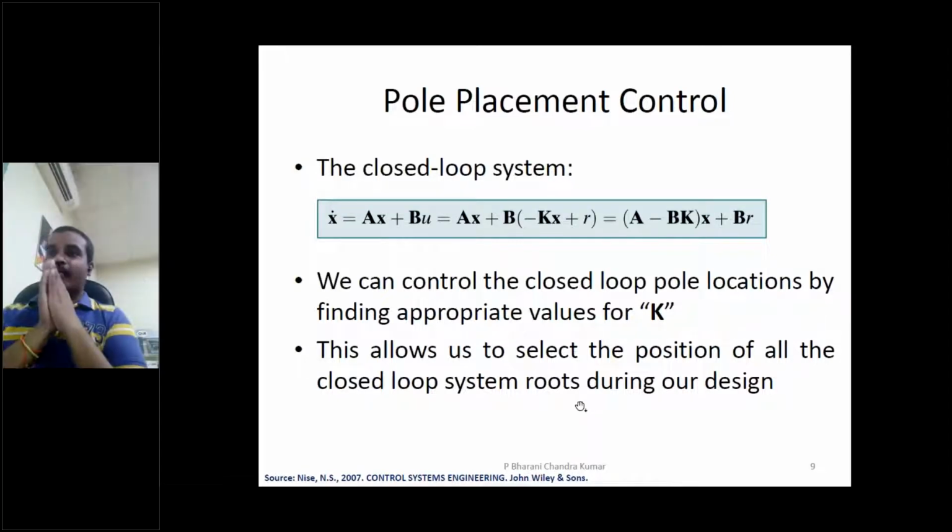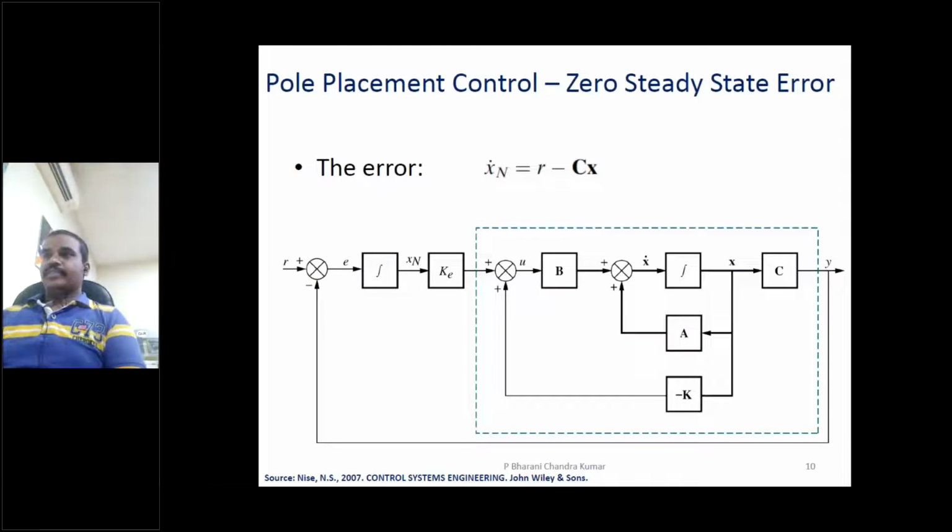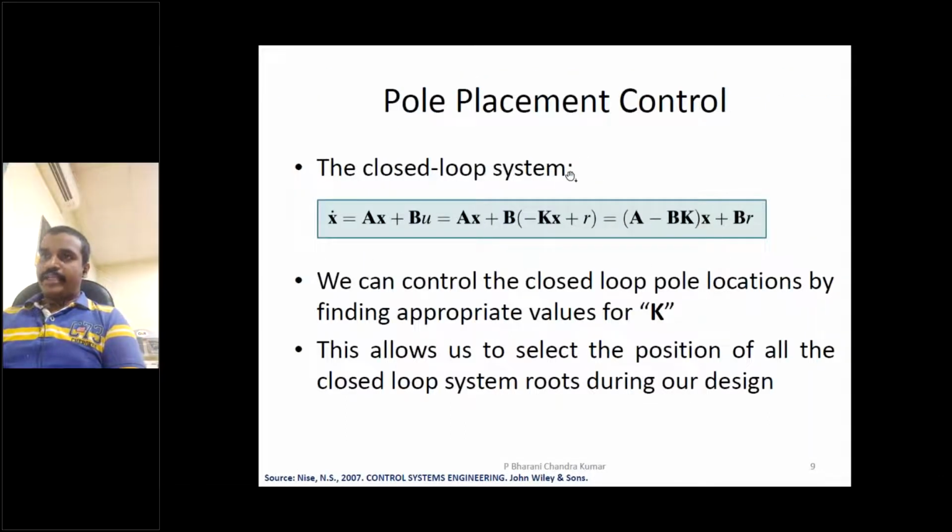How to find the desired location is a big question that we will see. Okay, so this pole placement control in its naive form, whatever we have discussed here, will ensure that overshoot, settling time, everything will be in the reach, but it will not ensure that the steady state error goes to zero. We cannot force the steady state error to zero if we use this pole placement controller in its naive form.